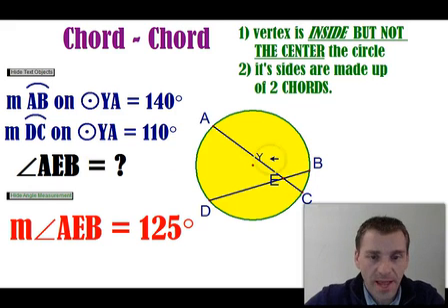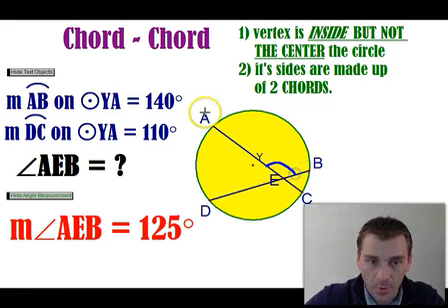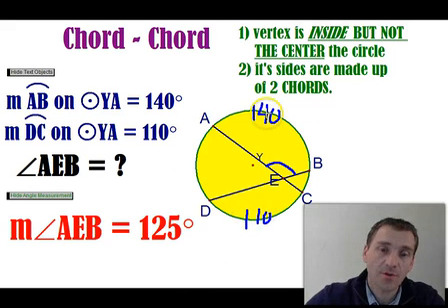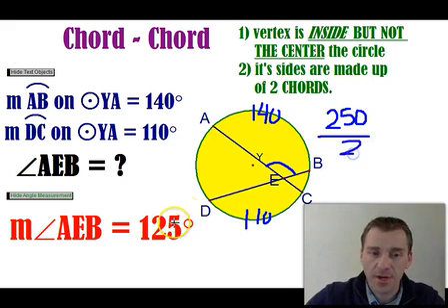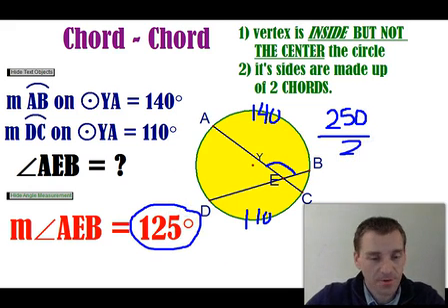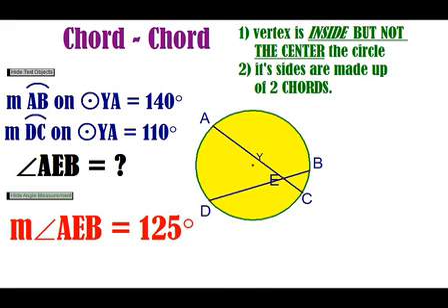So what I'm looking for again is AEB. So it's this angle right there. So angle AEB, according to this arc is 140. This arc is 110. If I took those and added them together, that would give me 250, the sum of those two arcs. But then when I take half of that, check it out, it gives me 125. So there you go, guys. That's exactly how you do it.